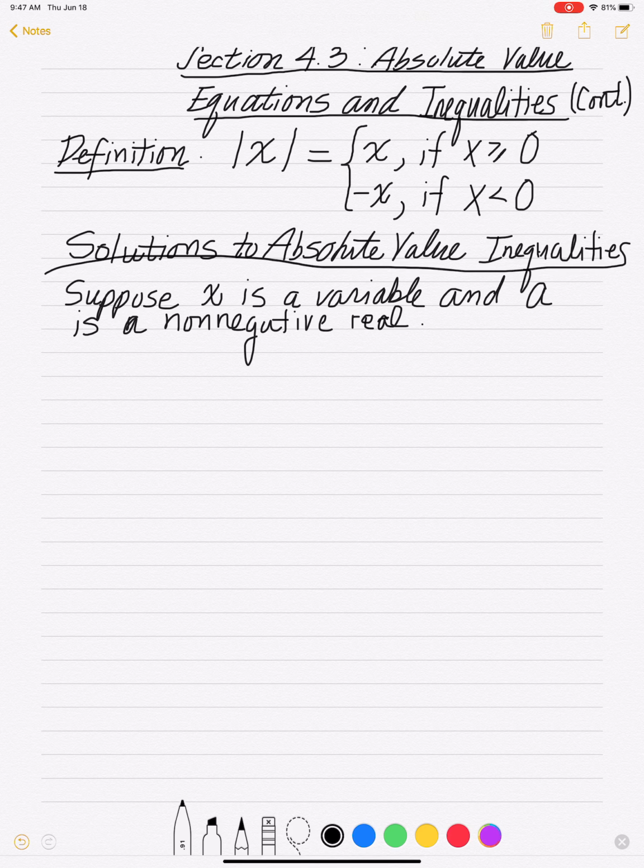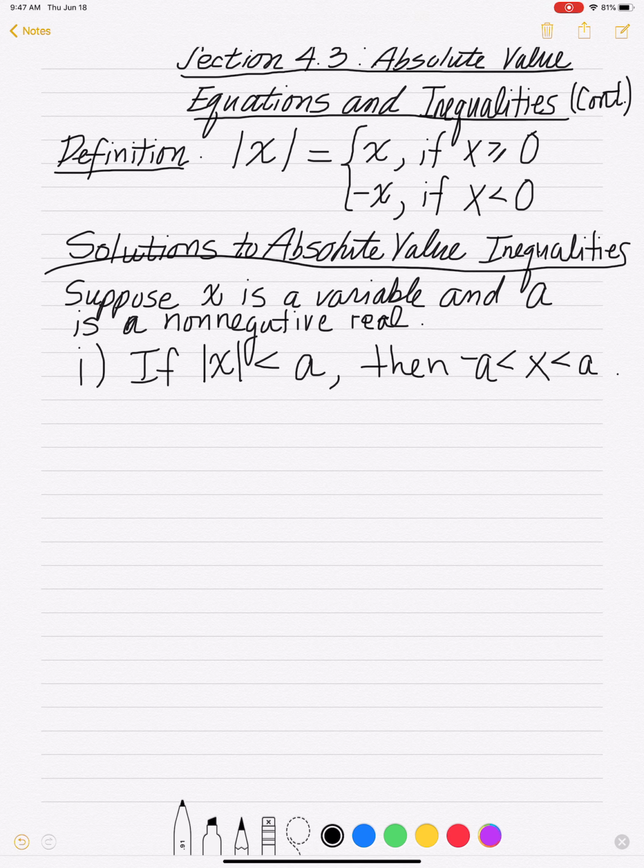So number one, if you get something like the absolute value of an expression x, it might not just be an x there. It could be some other algebraic expression connected to an x, but we're going to let x be a placeholder for a variable expression. Let's say that's less than or equal to a non-negative number a. To solve this, you write x is less than a, and x is greater than negative a. So basically you stick x between a and negative a.